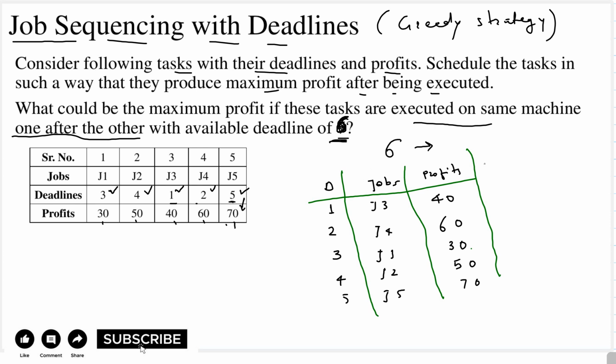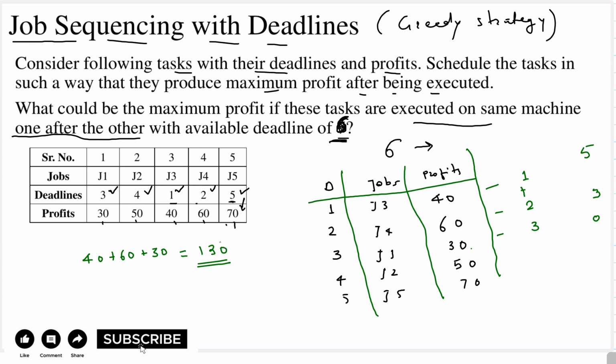Let's say we have a deadline of 6. This job will be completed within one deadline, so the remaining deadline is 5. The next job is J4, which is completed in deadline 2, so 1 plus 2 is 3, and the remaining deadline is 6 minus 3, that is 3. The next job is completed in a deadline of 3, so the total is 6 and the remaining deadline is 0. So if we complete the tasks one after the other, our total profit will be 40 plus 60 plus 30, so we get 130 as the profit within a deadline of 6.